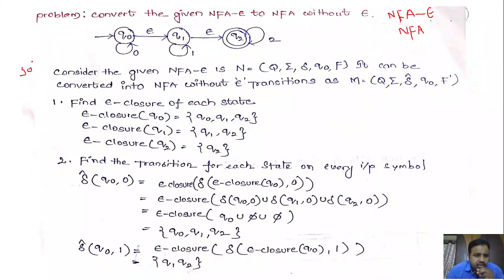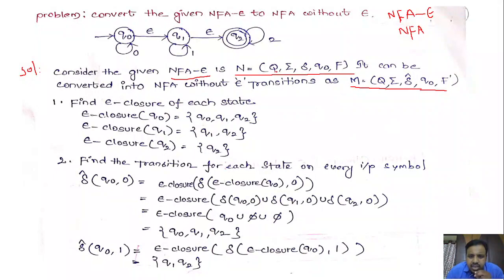Okay. So here, the solution is, first thing, consider the given NFA with epsilon as N equals (Q, Sigma, Delta, Q0, F). It can be converted into an NFA without epsilon transition as M equals (Q, Sigma, Delta cap, Q0, F dash). Here you can see we have the same tuples except delta and F.